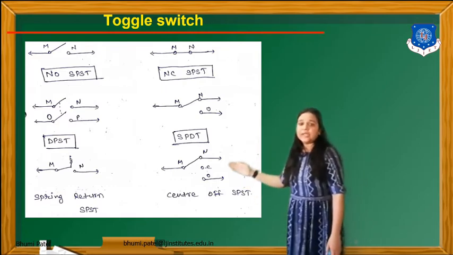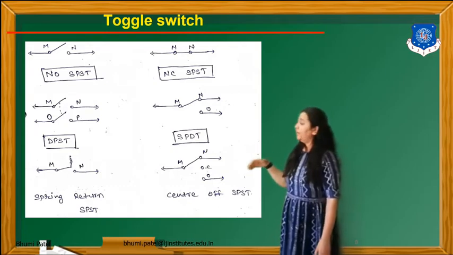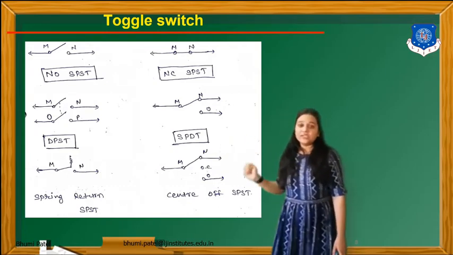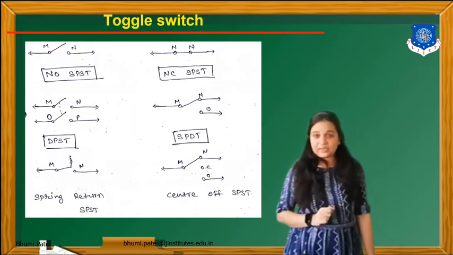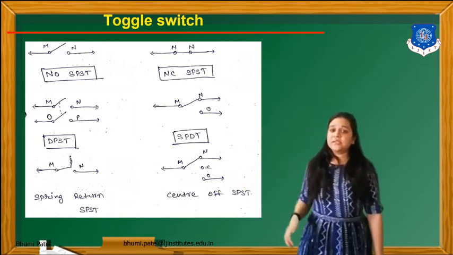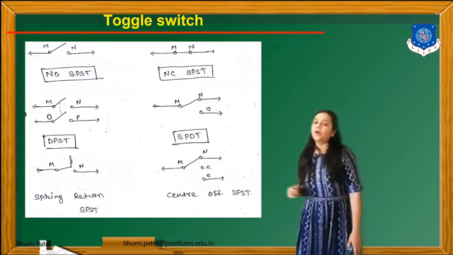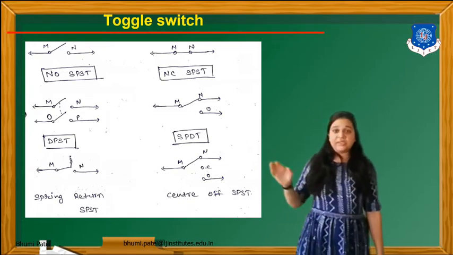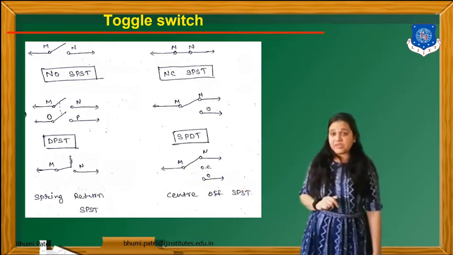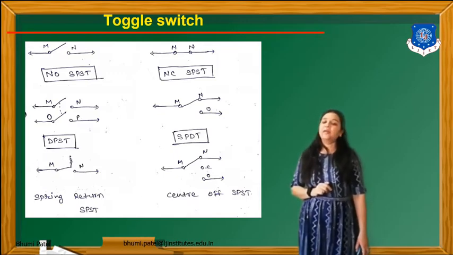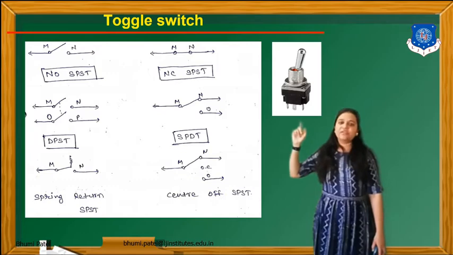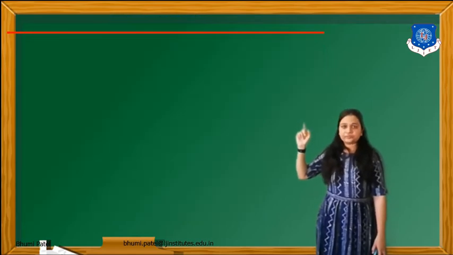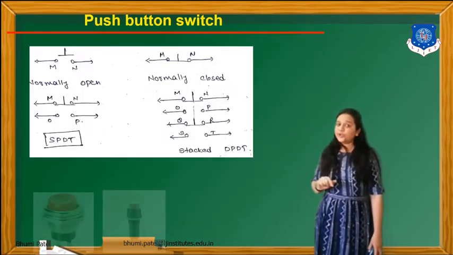Then the spring return SPDT, where we can also connect a spring with the toggle switch. And the last one is the center-off type. Here three connections are given for this particular on/off device. So these are the different types of toggle switch that are used in our PLC hardware. Okay, and this is the actual toggle switch diagram. Clear? Now the next one is the push button switch.